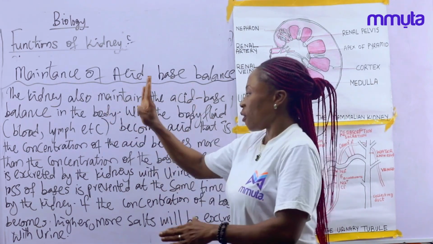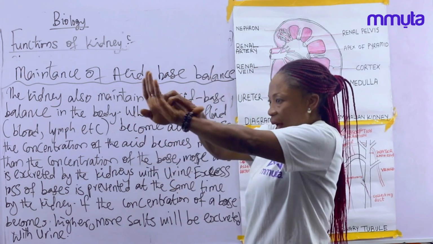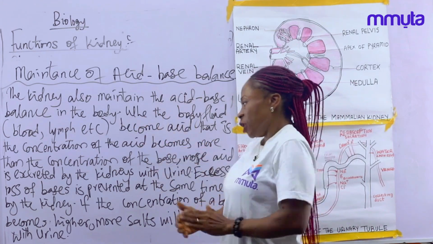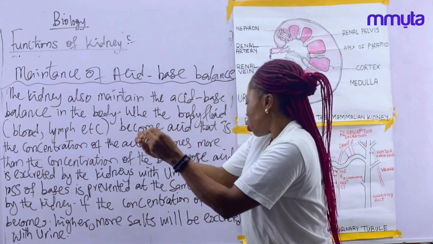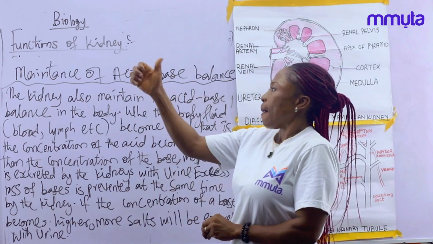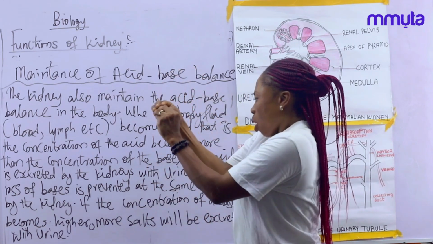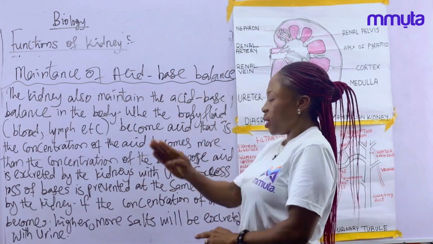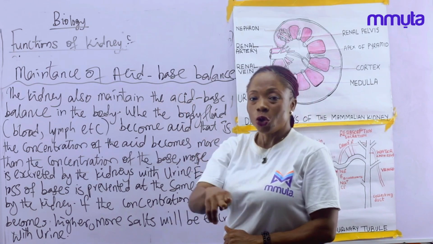Excess loss of bases is prevented at the same time by the kidney. If the concentration of a base becomes higher, more salts will be excreted with the urine.